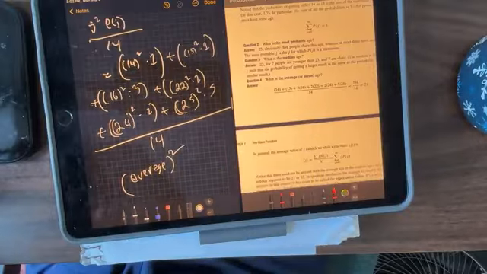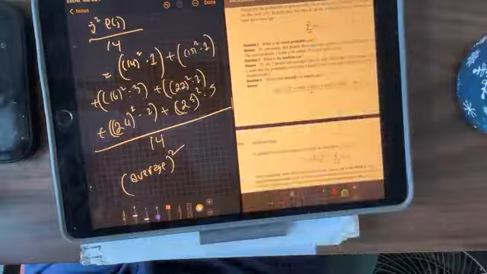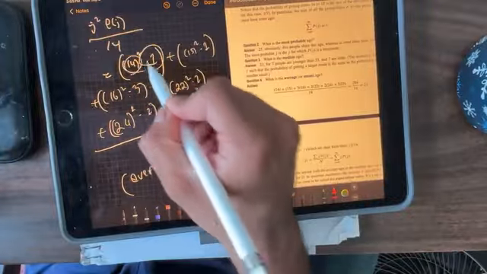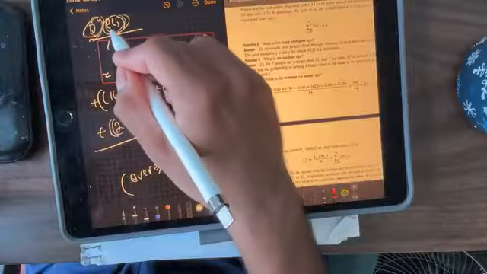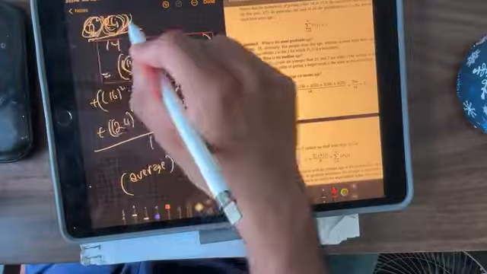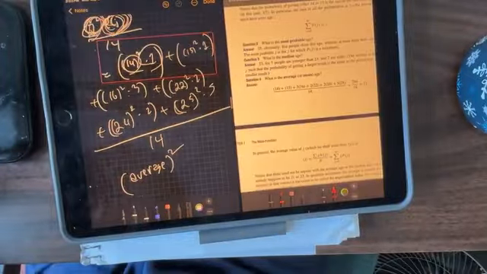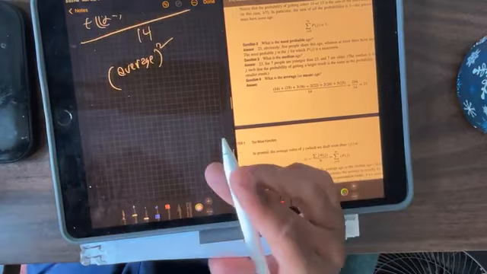J is the age, and P of J is the number of students of that age. So number of students aged 14, number of students aged 15, number of students aged 16, number of students aged 22, number of students aged 24, and so on and so forth. Right?